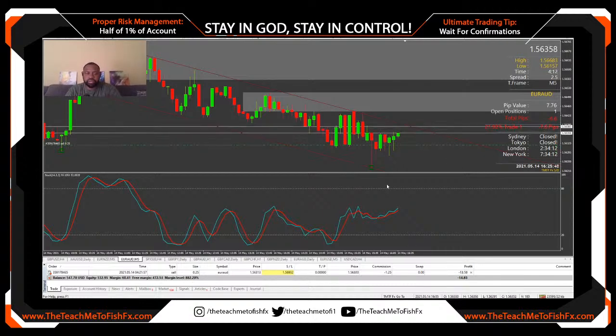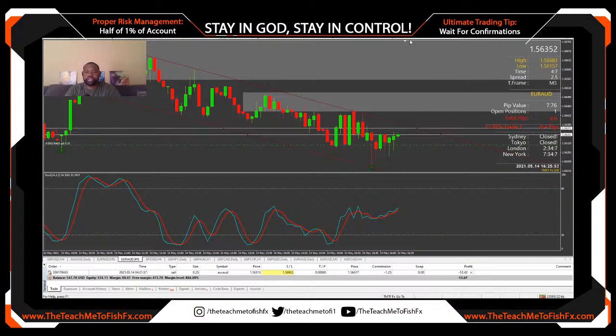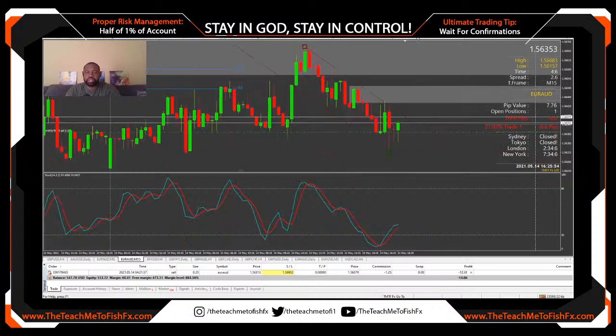Jump back in afterwards. So we may get a retest of this zone right here. Let me see if we can get a stronger zone.